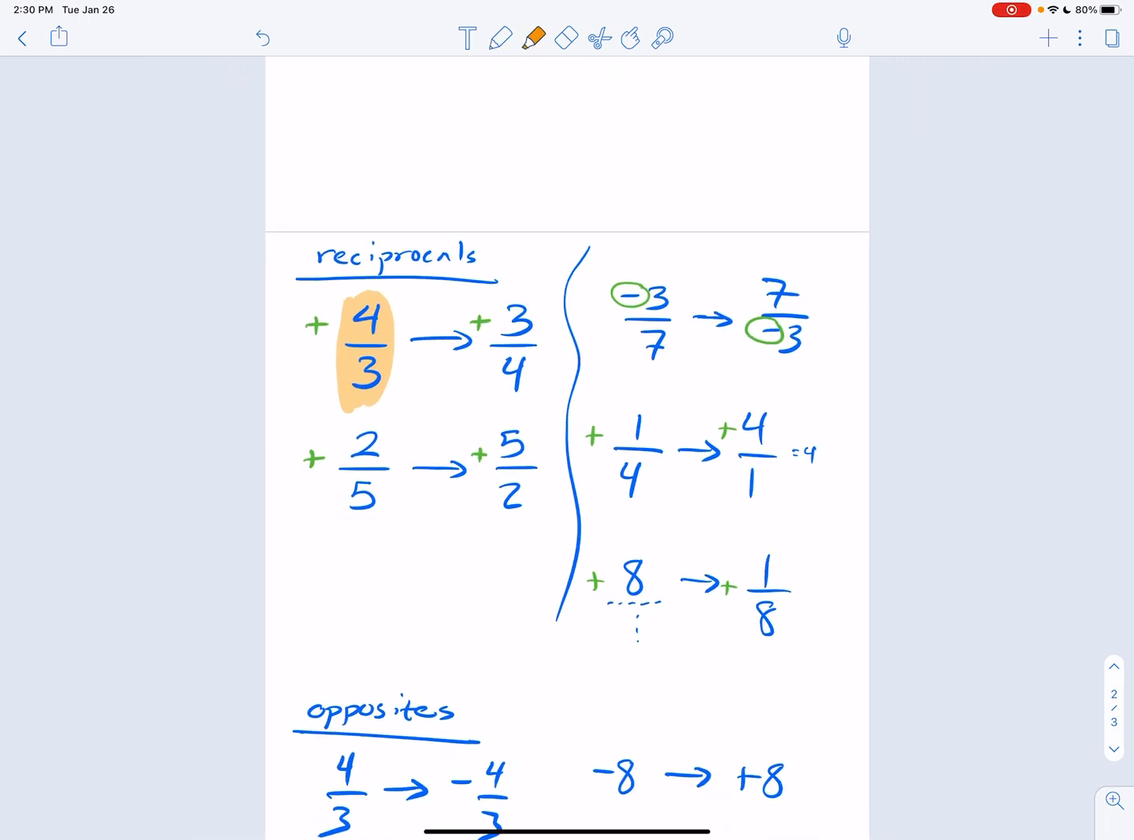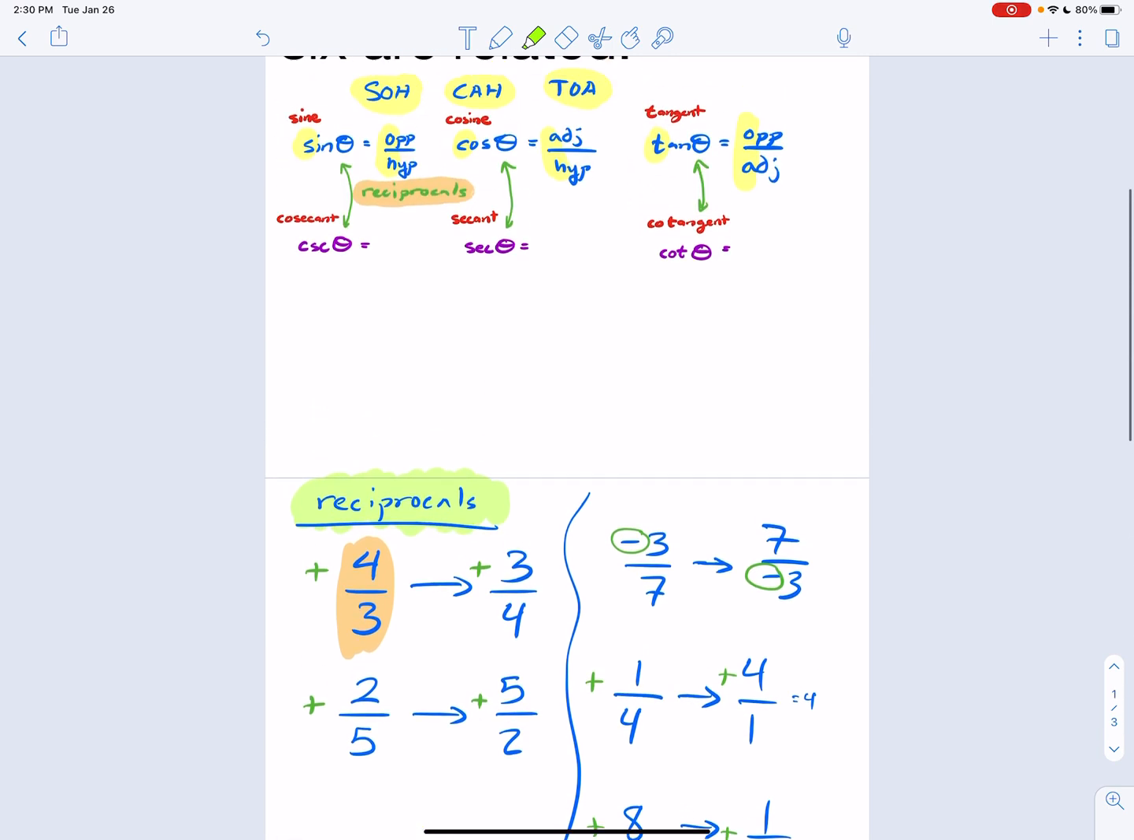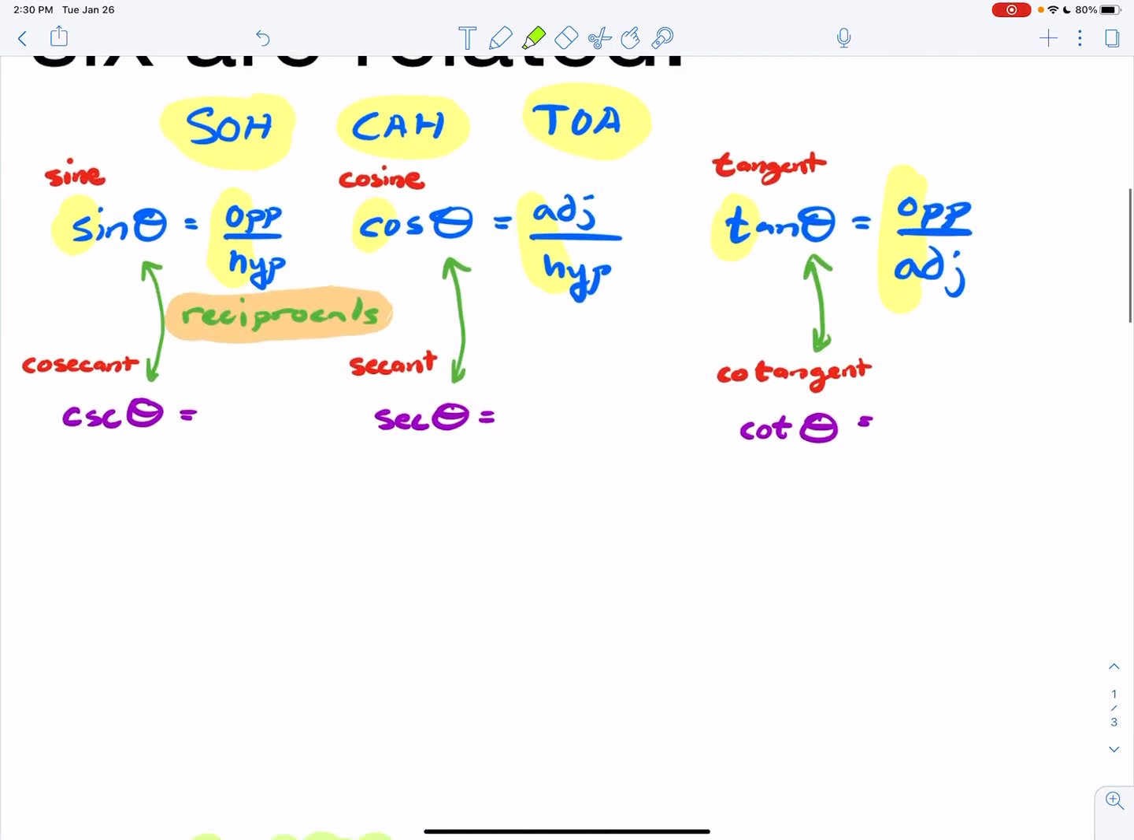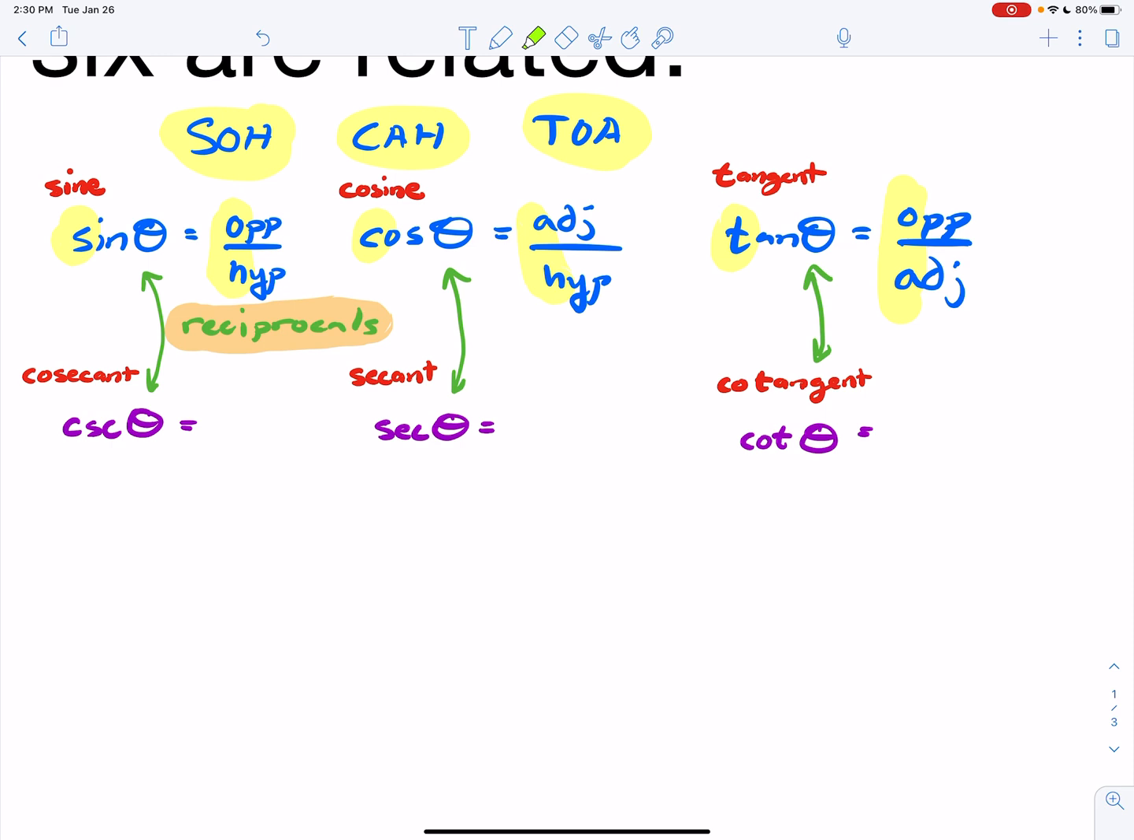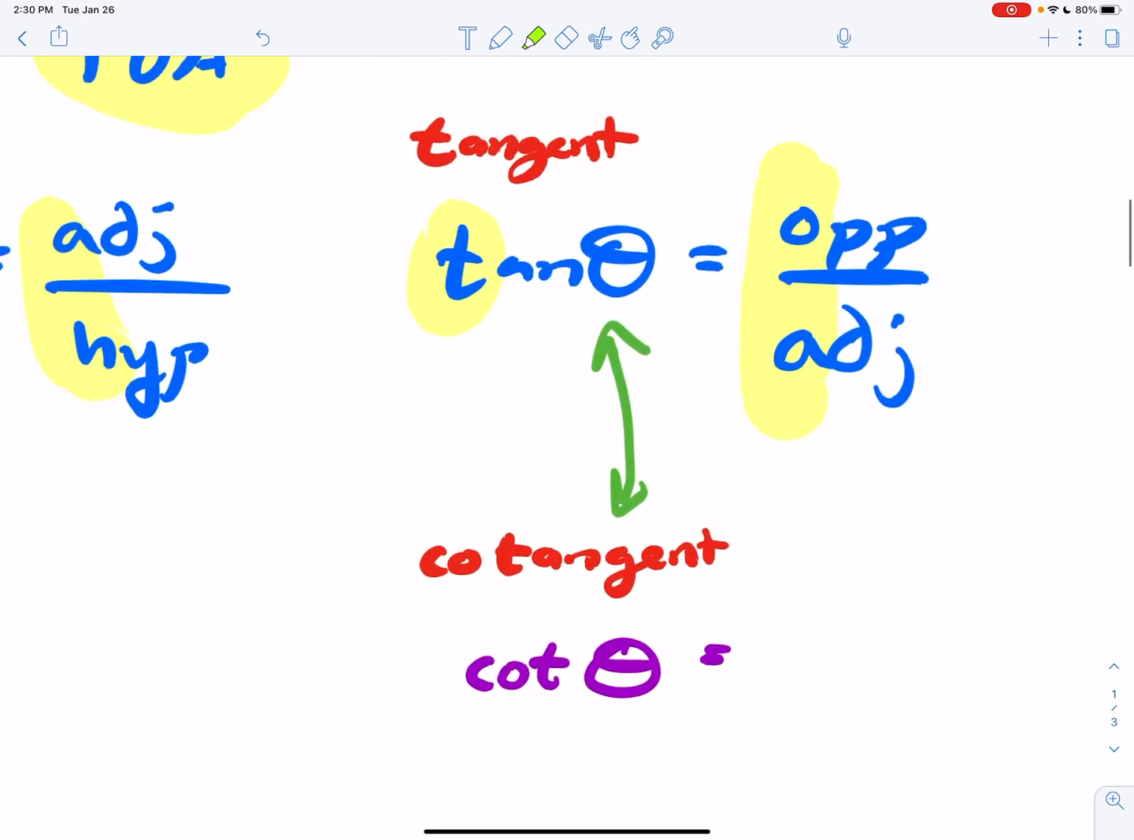So make sure you know the difference between the word reciprocal and the word opposite. Opposite means to switch the signs. Reciprocal means to flip the fraction, okay? So sine is the reciprocal of cosecant, and cosine is the reciprocal of secant, and tangent is the reciprocal of cotangent.